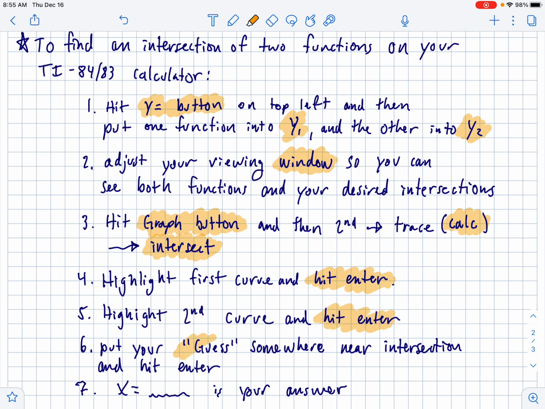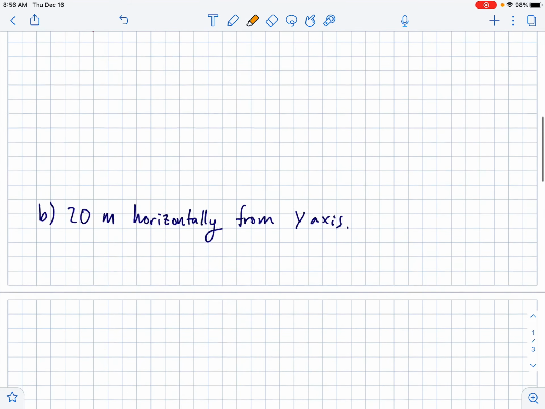Then it's going to do a funny thing where it asks you to guess. The guess is really just if there's multiple intersections on the screen, you can tell it which one to zero in on. You do not have to get it right on the money with the guess. You can just get it sort of close, in the neighborhood, and hit enter a final time. When you do that, you're going to get an x equals and a y equals at the bottom of your screen, and the x equals is your answer.